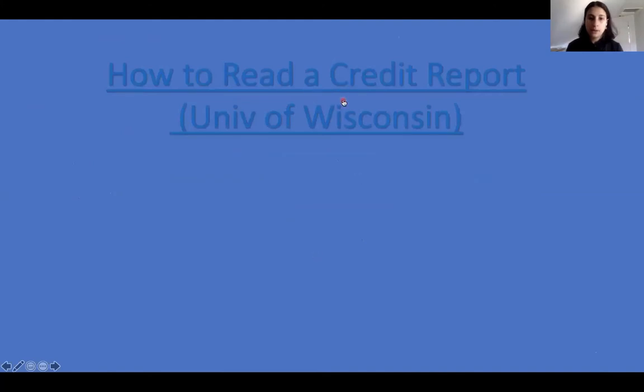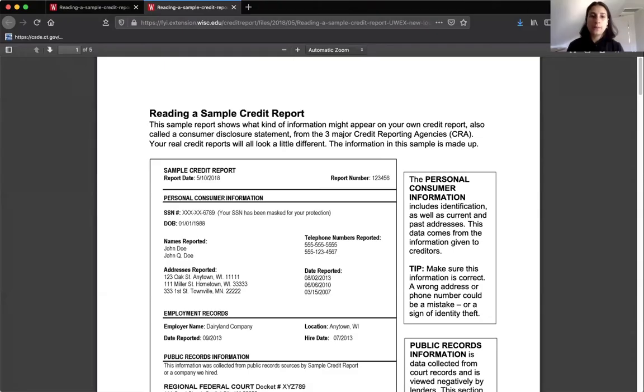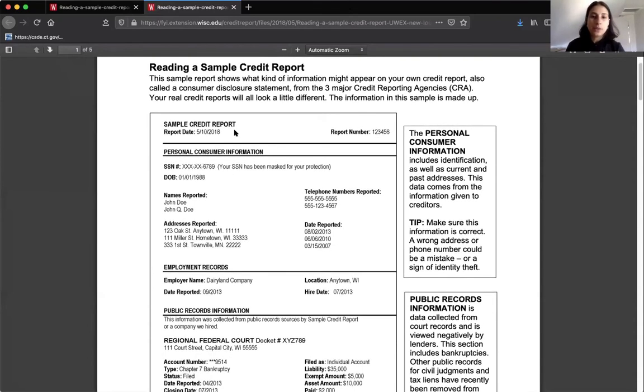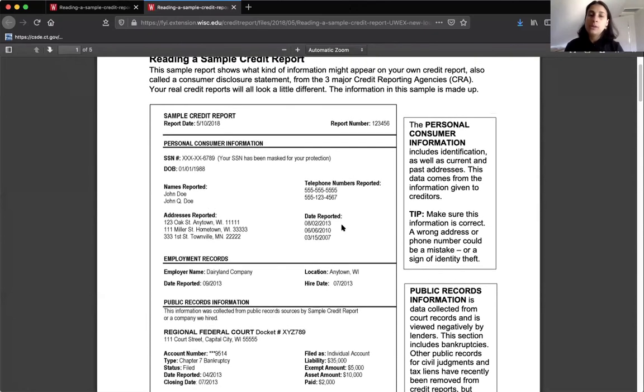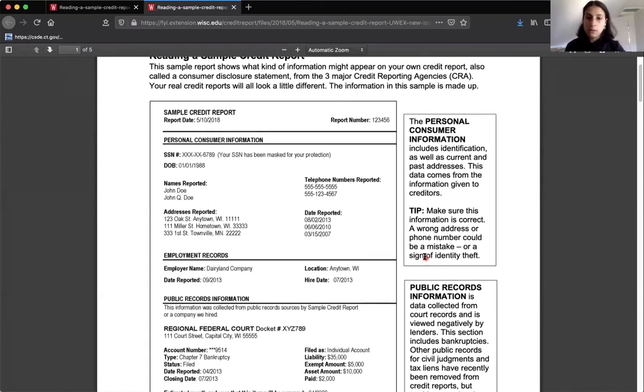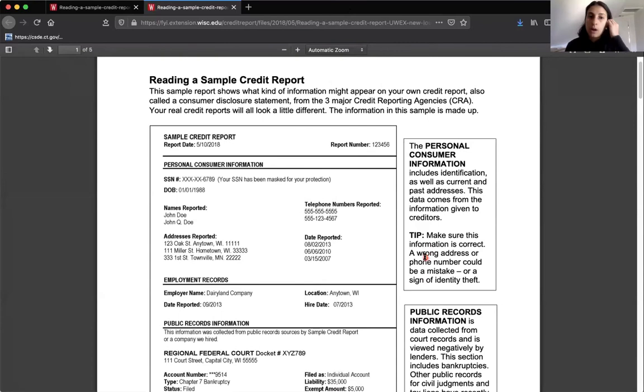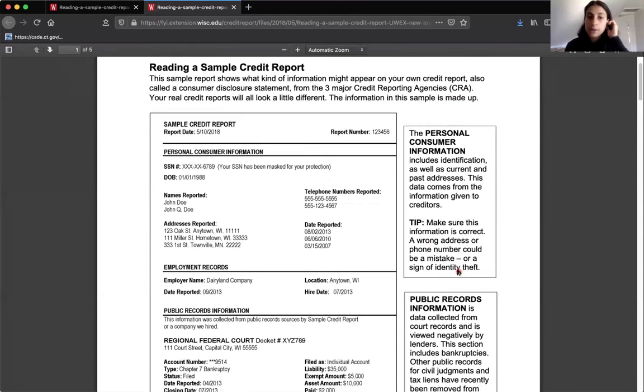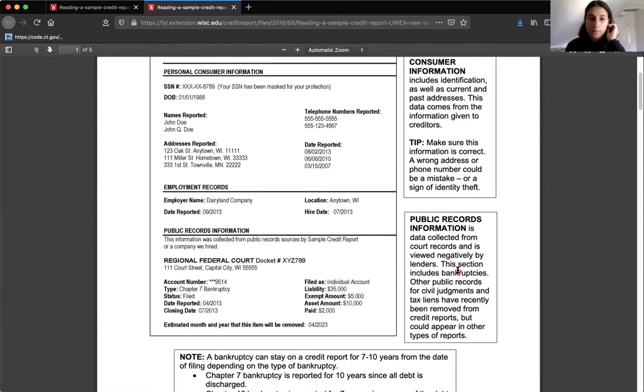All right, so let's look at a credit report together. This is a sample credit report. You can see that there's a personal consumer identification here when we start. One thing that you want to do when you get your credit report is make sure that the information that you see is correct. If your personal information is incorrect, make sure that you reach out and tell your bank that you've noticed an error.